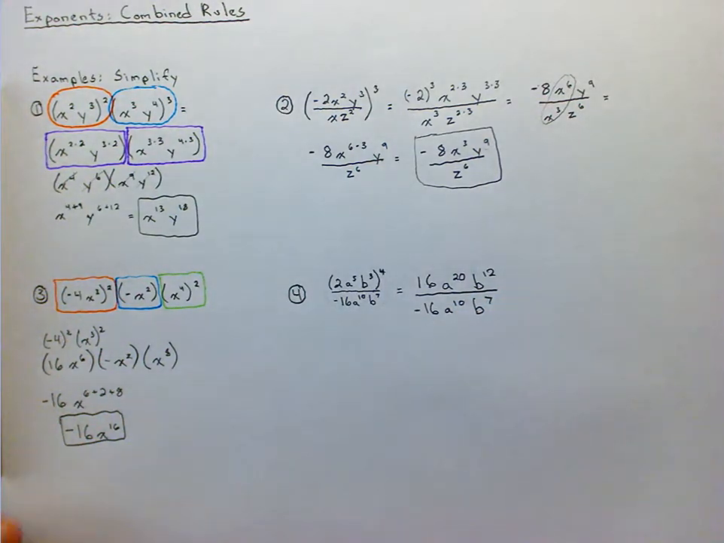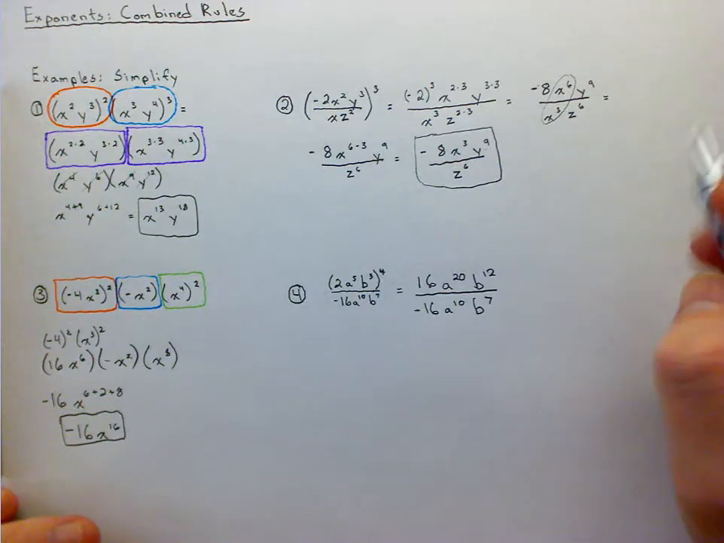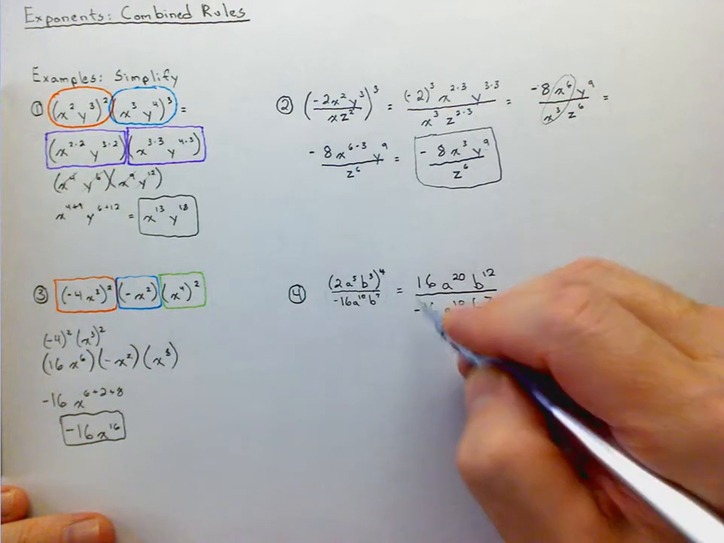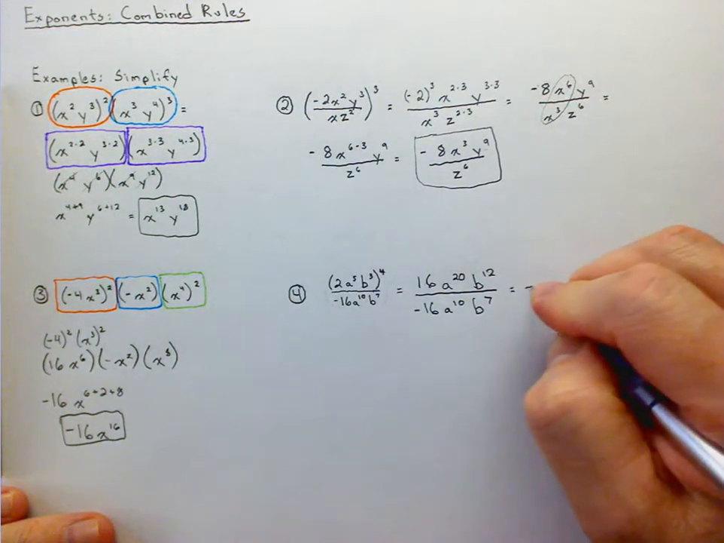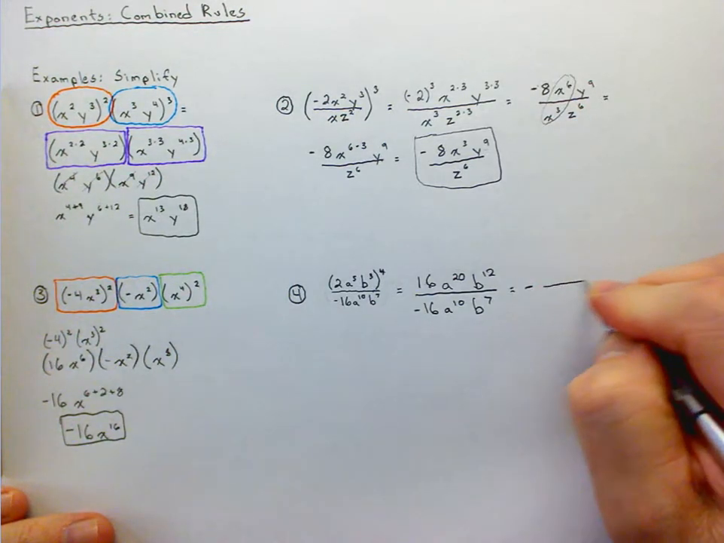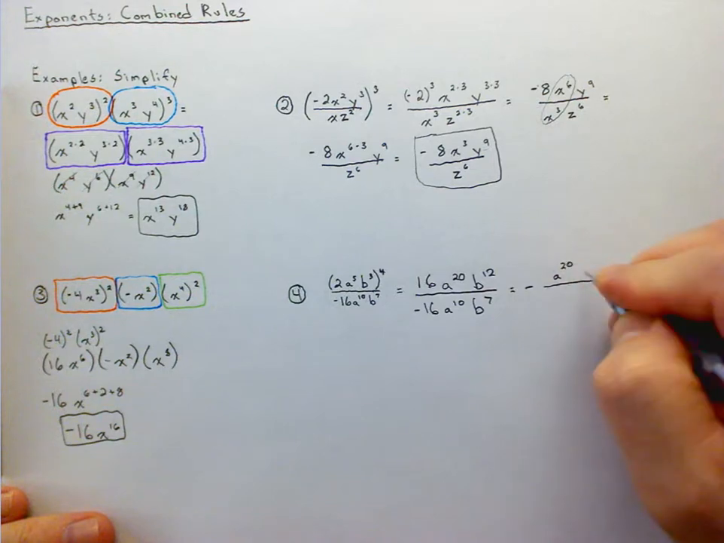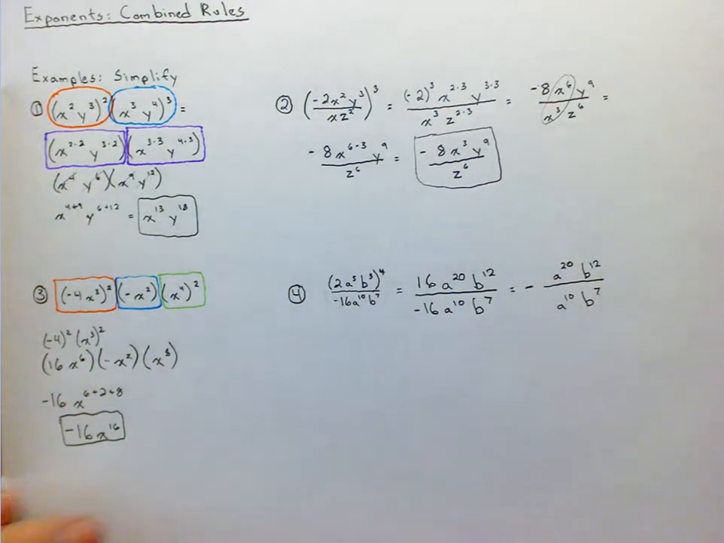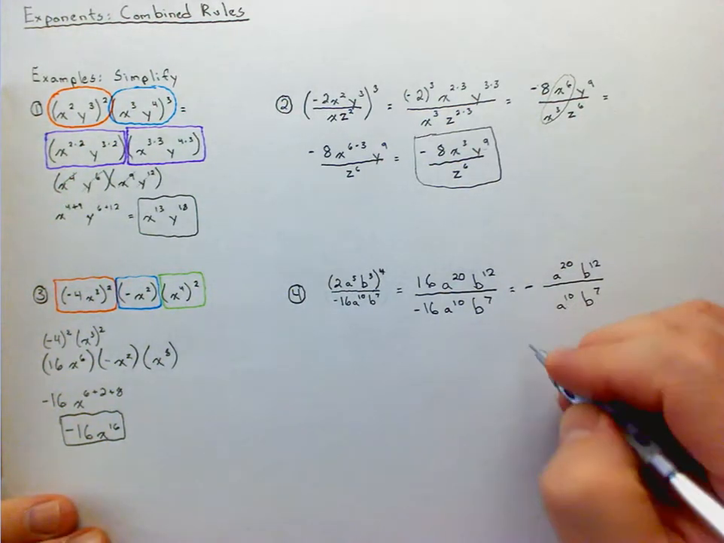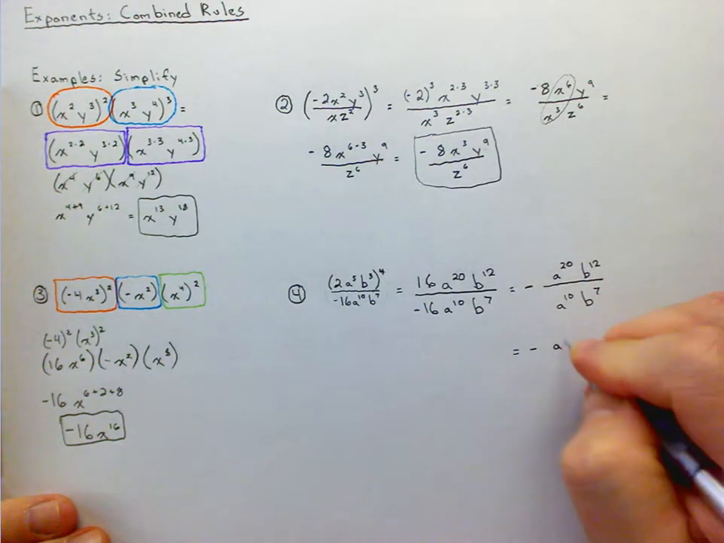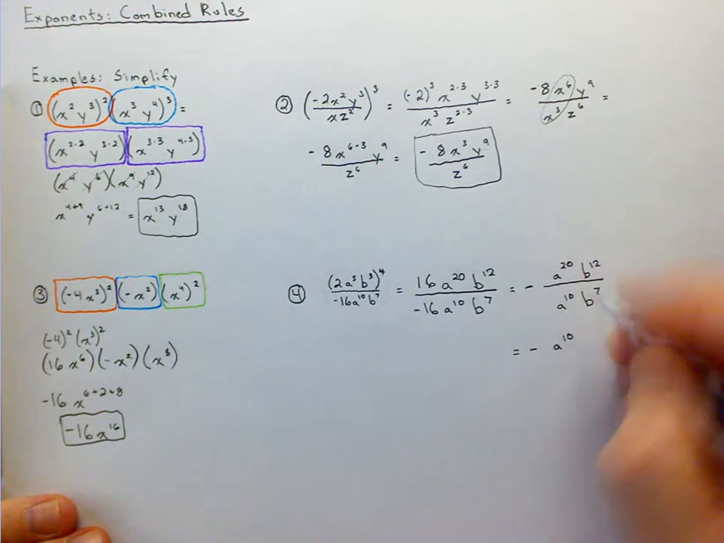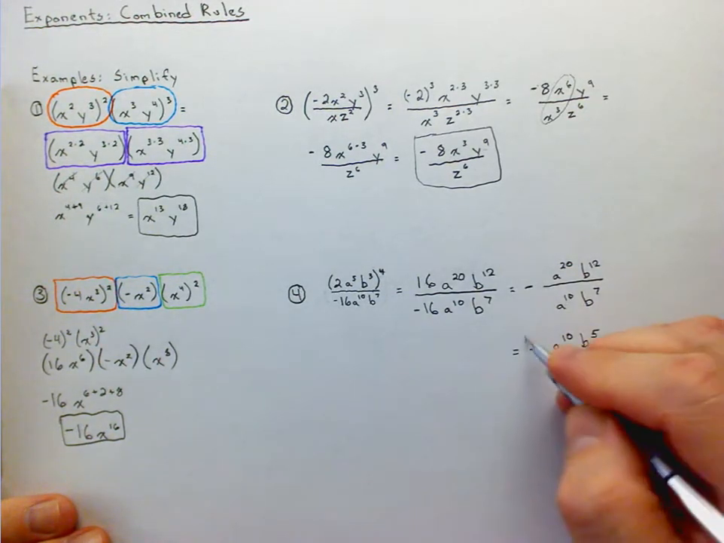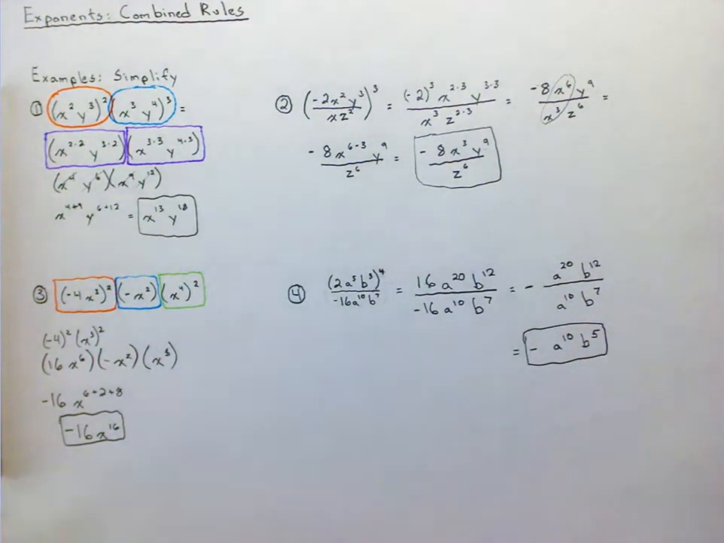Now I'm looking at quotient rule. Well, the first thing I can do though is deal with my coefficients. 16 over 16 is the same as 1. There's a negative there, so I know I'm going to have a negative answer, so I'll put my negative sign there. My 16s are now gone, and all I have to deal with are my variables and their powers. Quotient rule means I subtract. So what this turns into is a to the 10th, right? 20 minus 10, b to the 5th, 12 minus 7. And there's that answer.